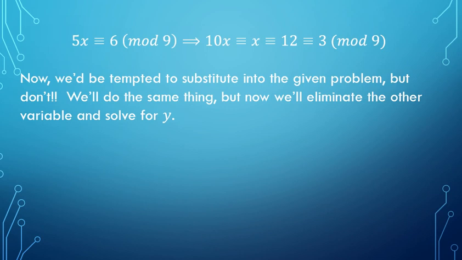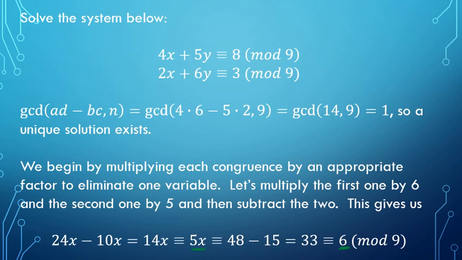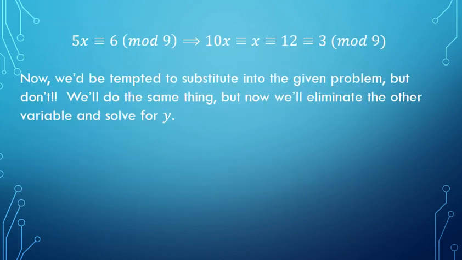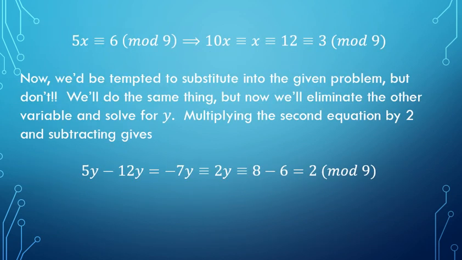Instead, we're just going to do the same operation that we did for the first half of it. We're going to eliminate the other variable now, and we're going to solve for y. So I'm going to go back just a bit here. I need to clear out the x's now. So to do that, if I multiply the second equation by 2 and then subtract those, you would come up with 5y minus 12y, which is negative 7y.